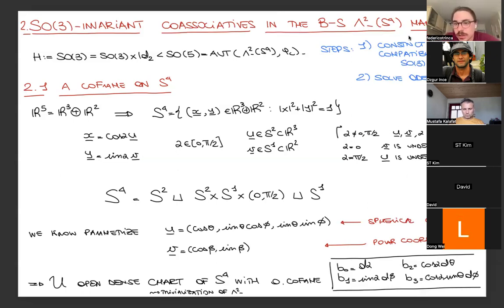Any question on this parameterization of S4? Okay, yeah, it's very easy.